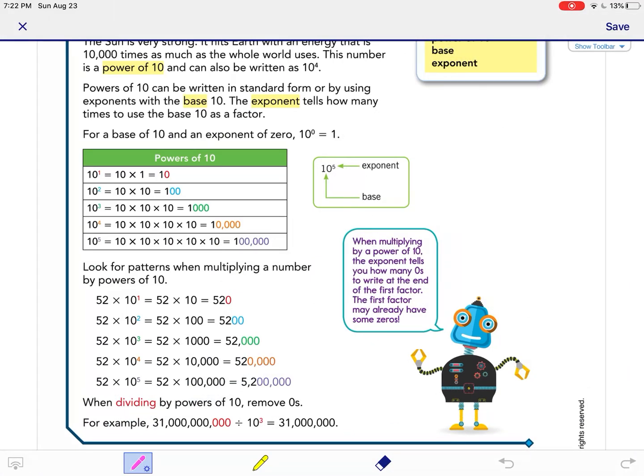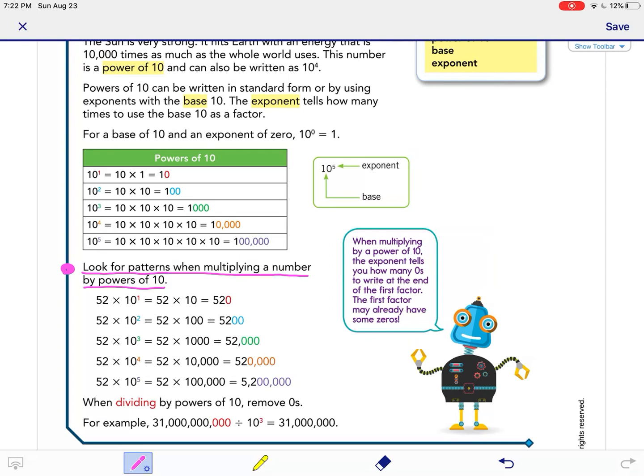Okay, so now that we have that down, our powers of 10, we're going to start right down here. Remember, this lesson is on multiplying and dividing by a power of 10. So first, now that we understand what a power of 10 is, we are going to go down here where it says, look for patterns when multiplying a number by powers of 10. So let's try to find a pattern.